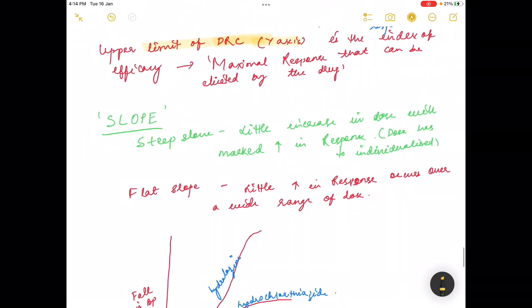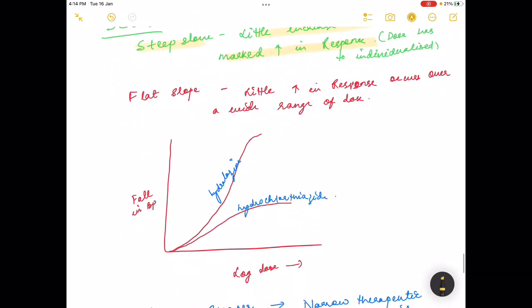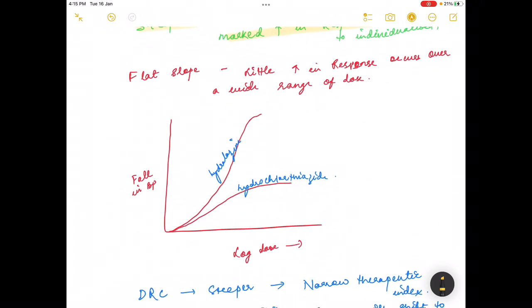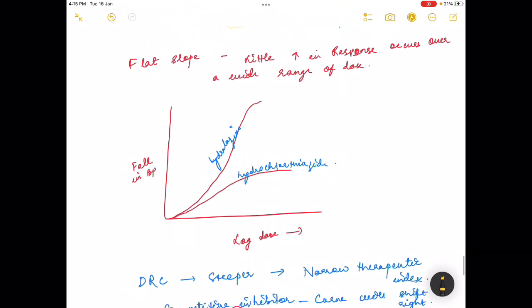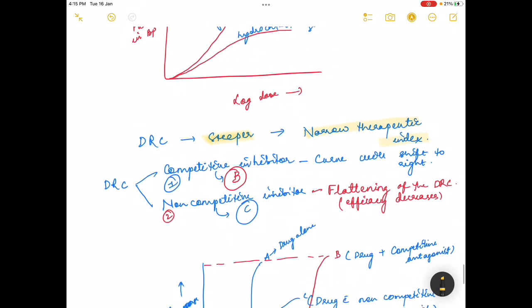Now coming to the slope of the DRC. A steeper slope will indicate that a little increase in the dose will cause a marked increase in the response, and a flat slope will indicate that there is a little increase in the response over a wide range of dose. So the DRC which are having steeper slope, they have a narrow therapeutic index.